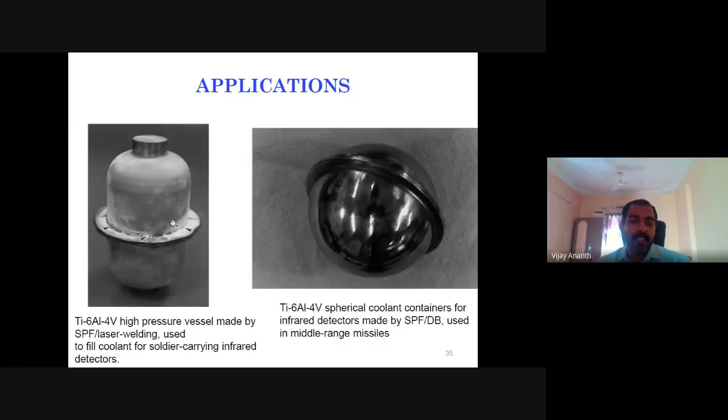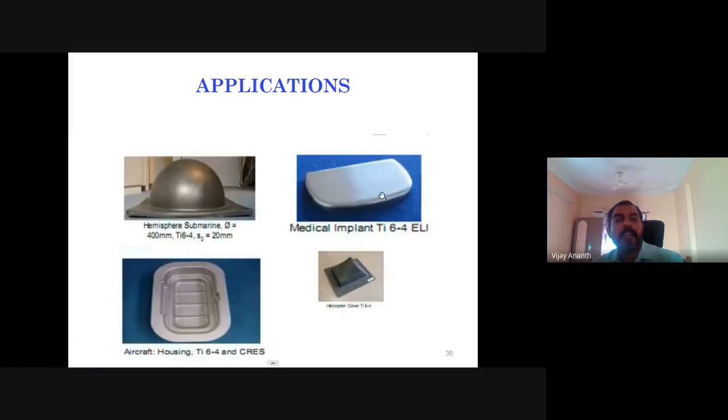This is a component which is a high pressure vessel, made of titanium alloy, which is laser welded. The top portion and bottom portion are formed separately, and they are welded with the laser welding technique. And here are spherical coolant containers, which are used for infrared detectors. This is also titanium based alloy which is formed through these methods.